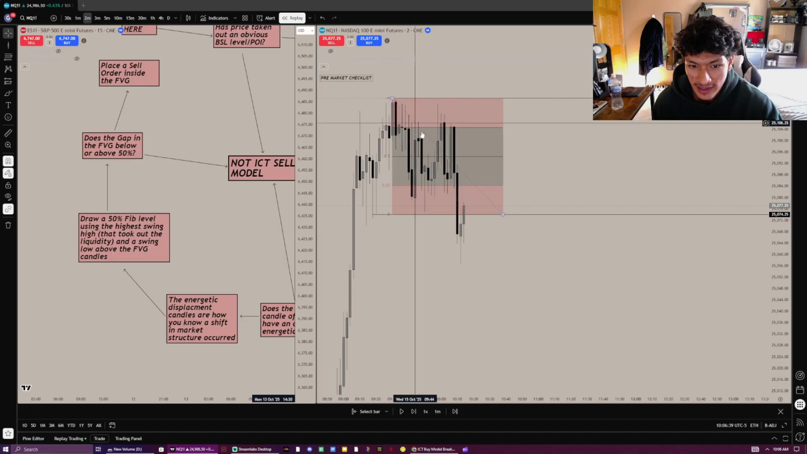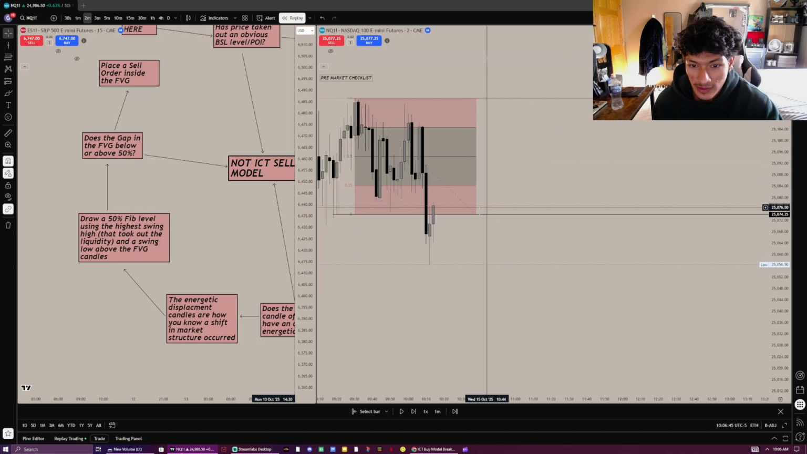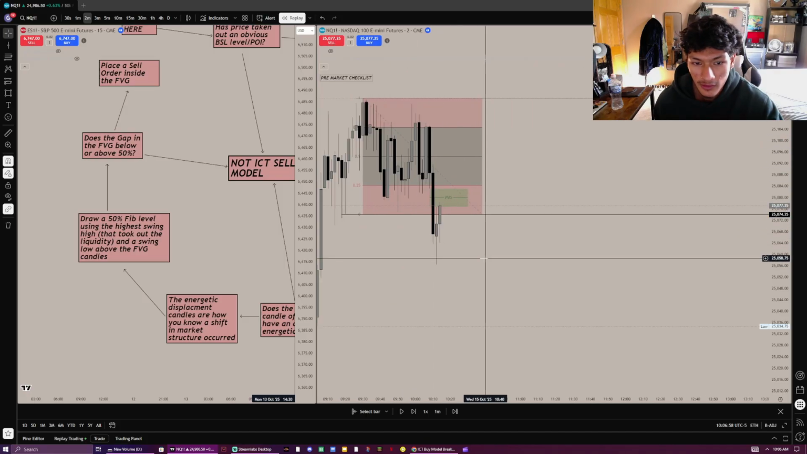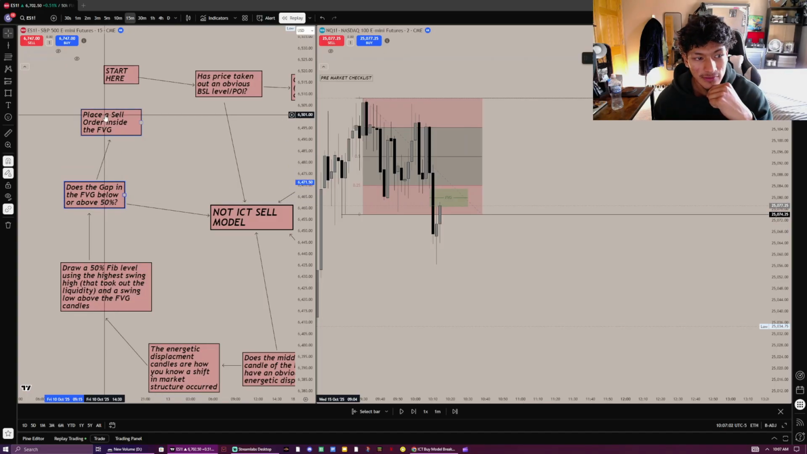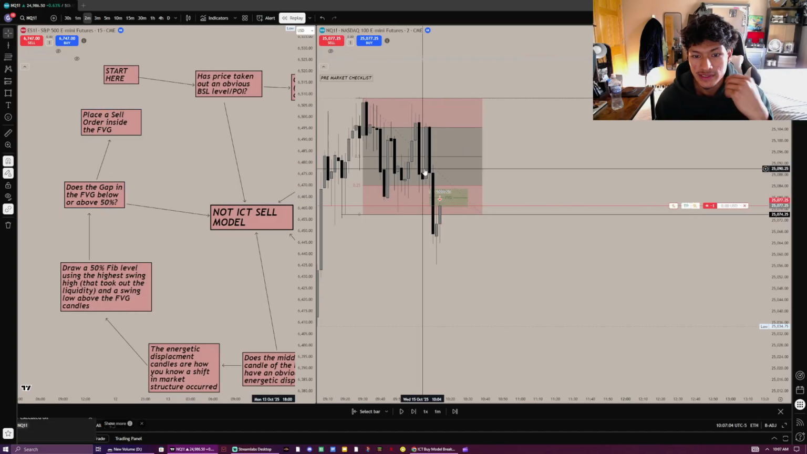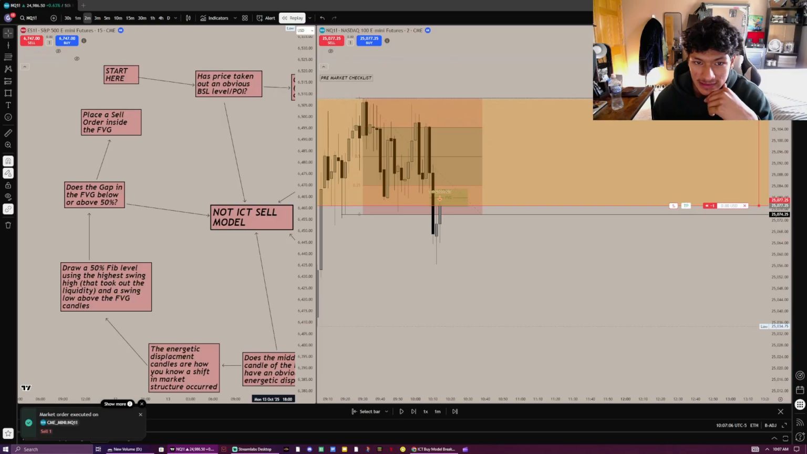From that swing high to that swing low, the swing high that took the liquidity and the swing low that was formed before the liquidity sweep, the gap is below right here, right? I'm gonna mark it out so you guys can really see this. That gap is nicely below the 50% level. Okay, cool. And then if you answer yes to that, you place a sell order inside there, right? Boom, we sell. Stop loss at that swing high.